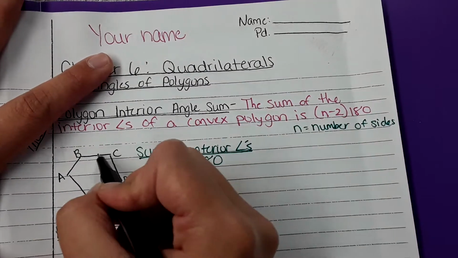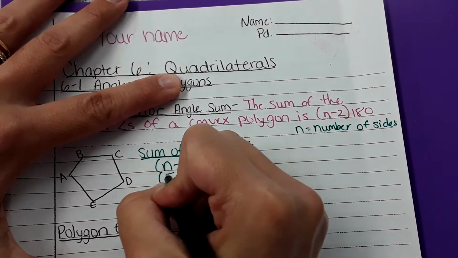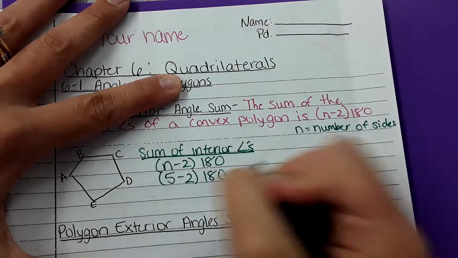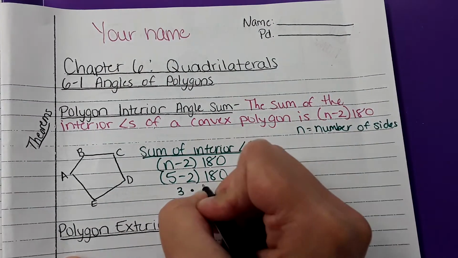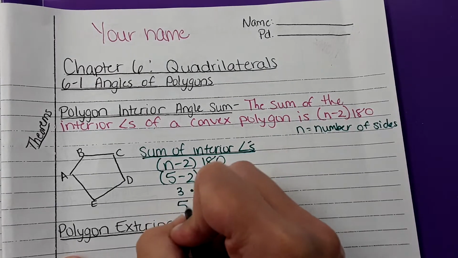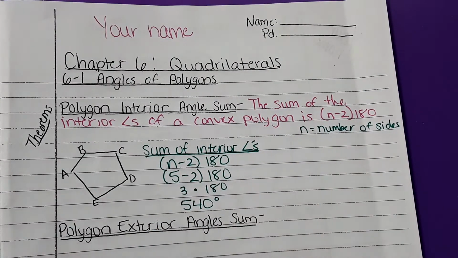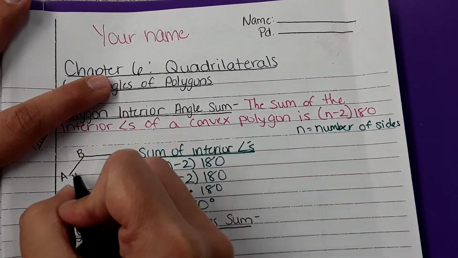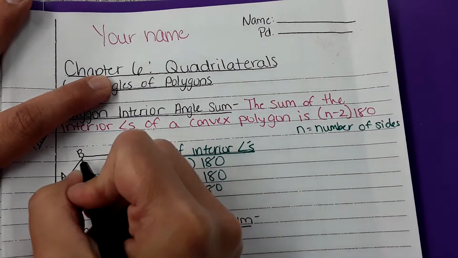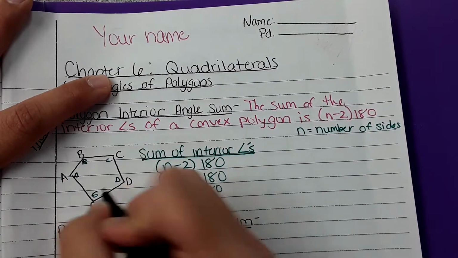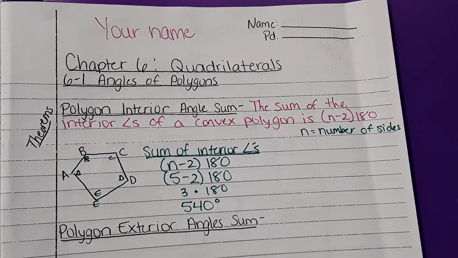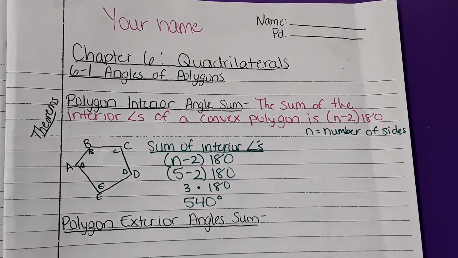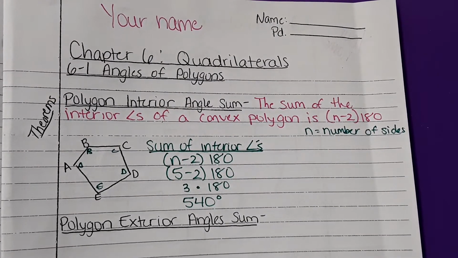So we're counting the number of sides: 1, 2, 3, 4, 5. So we're going to plug in 5 for n and solve it. Use order of operations. 5 minus 2 is 3. So then you'll do 3 times 180, and the answer is 540 degrees. So the sum of all these angles, let's call them angle A, B, C, D, and E, is 540 degrees. Simple so far, right?